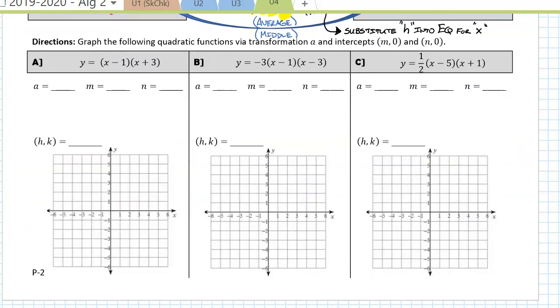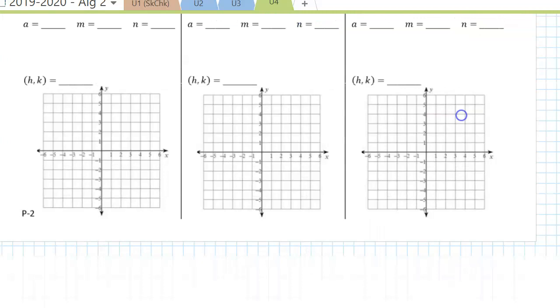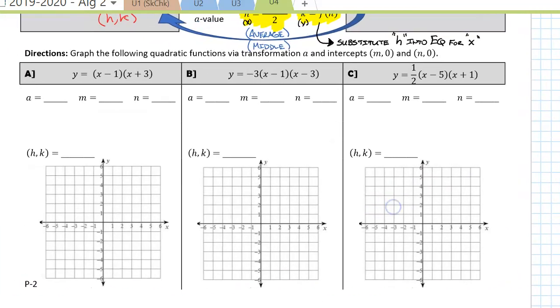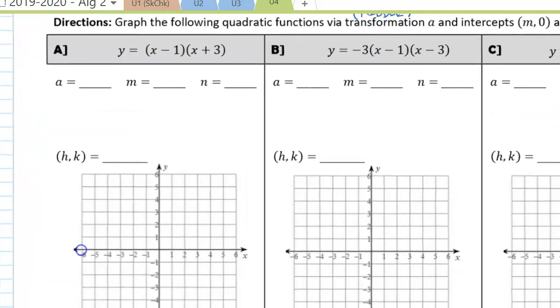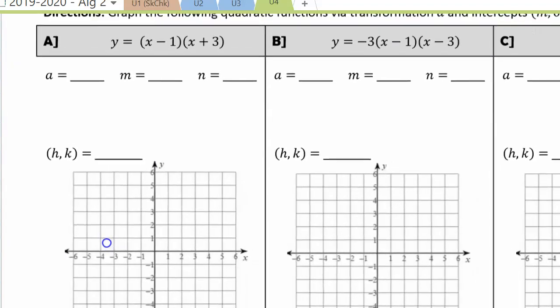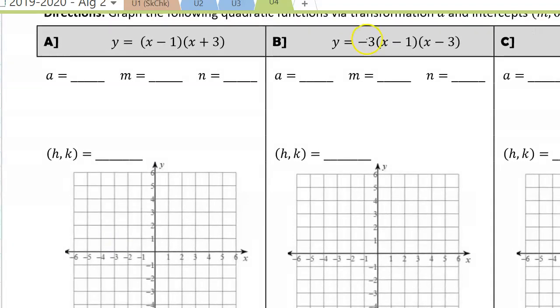Looking down here at examples A, B, and C, we want to graph each of these to its fullest. So we're going to start off with example A and example B. I'm actually going to change this to be just -1 instead of -3 in example B. Let's identify a, m, and n in each: a value of 1, m of +1, it's the opposite, -3 the opposite, and then a is -1 in example B, and +1 and +3.